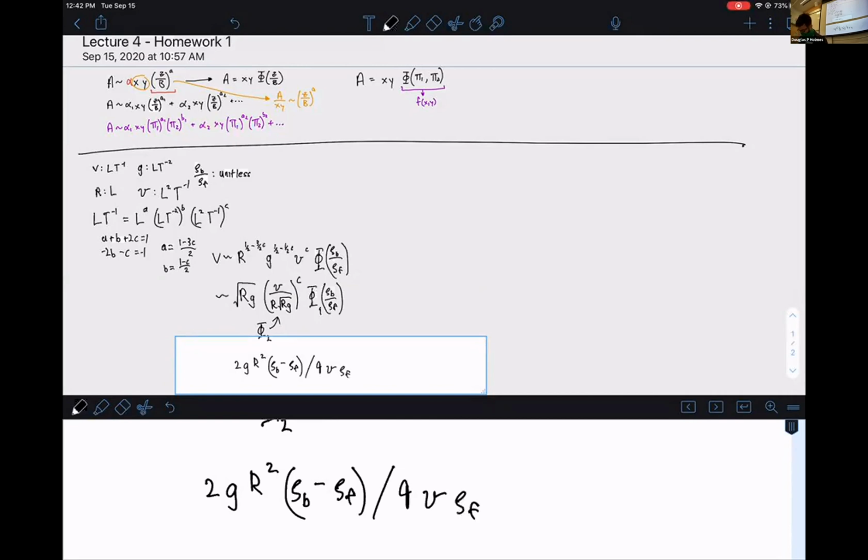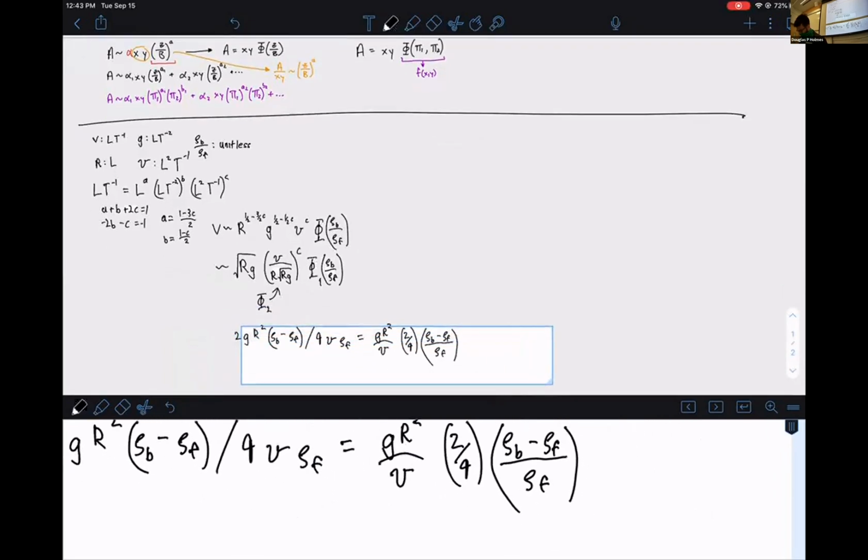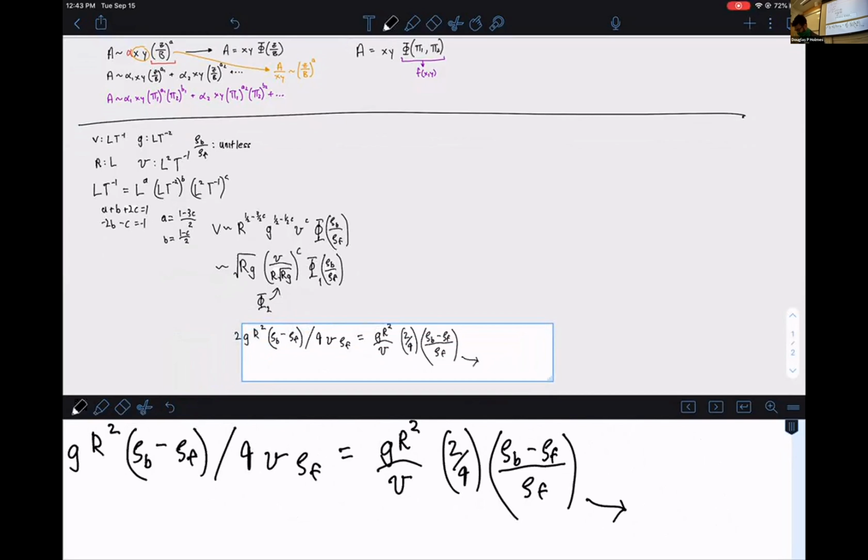rho f, I rearranged this and rewrote it as g r squared over nu times 2/9 times (rho b minus rho f) all over rho f, which, you know, you can group or separate as rho b over rho f and rho f over rho f. So this term over here can also just be seen as rho b over rho f minus 1.